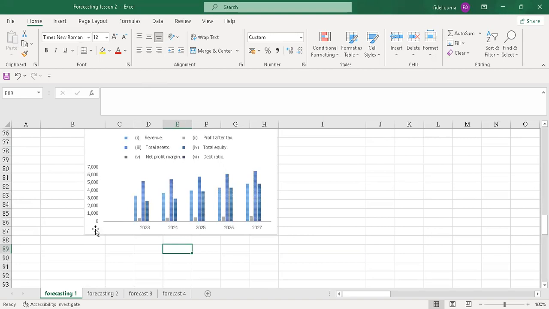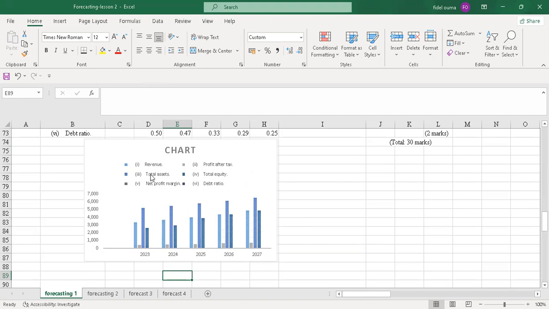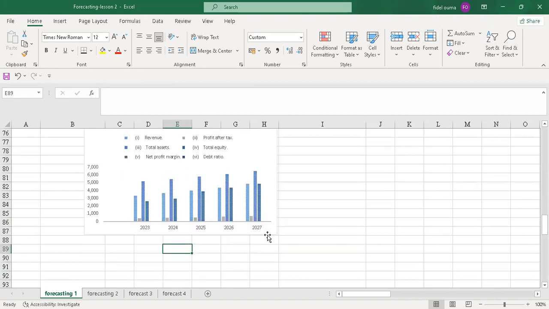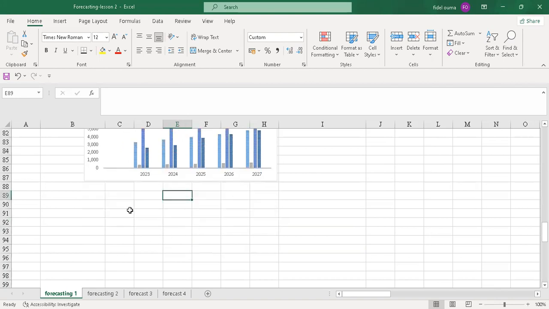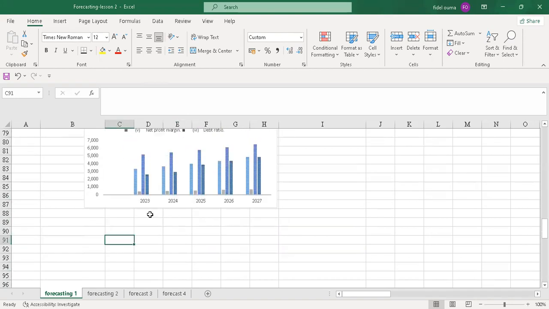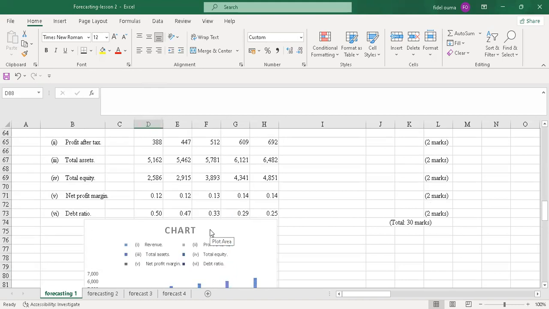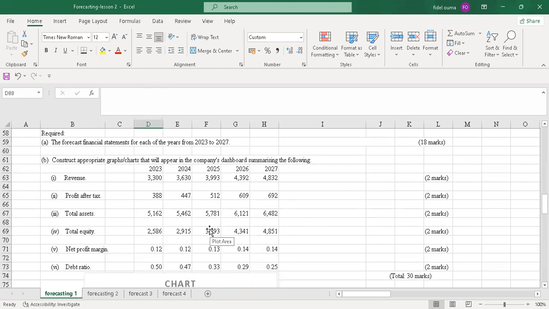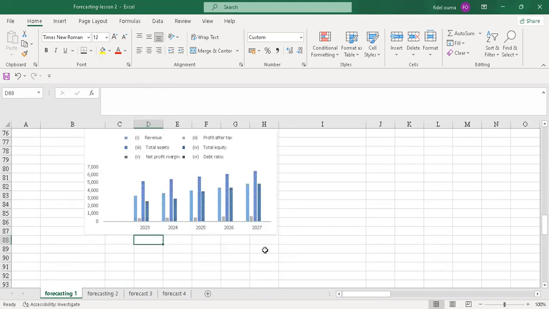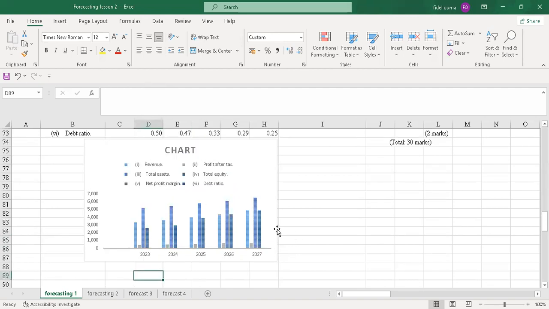As you can see in this graph, it's 0 to 7,000. And you can see the net profit, revenue, total assets, net profit margin, profit after tax, total equity, and debt ratio. All are represented here. So as an analyst, you can interpret this information even to the board of management so that they can check the revenue vis-a-vis debt ratio. And I know you also know how to analyze the profitability and solvency ratios.